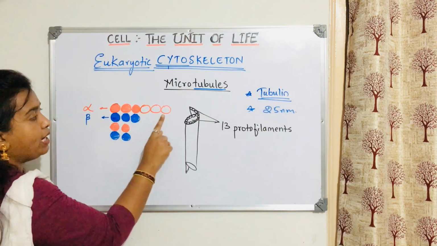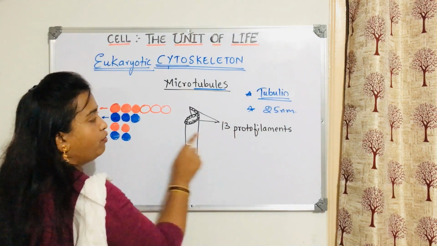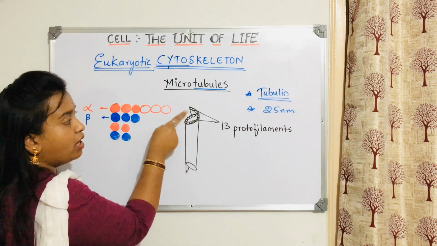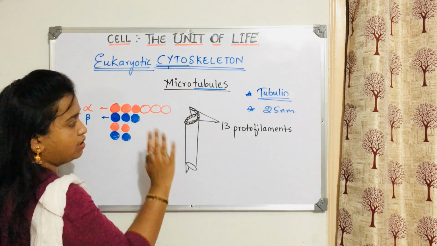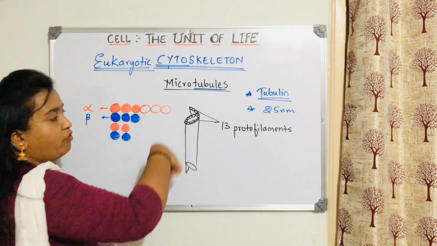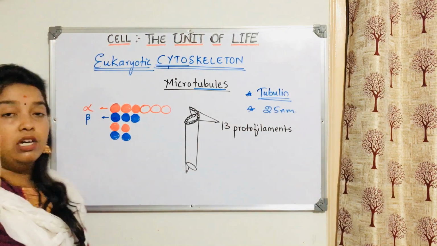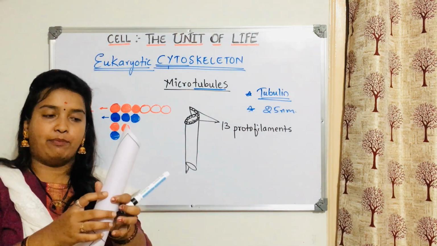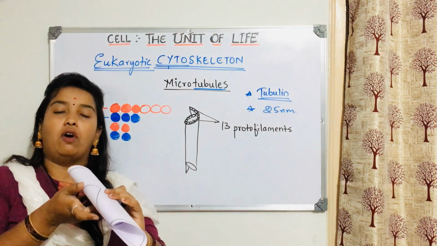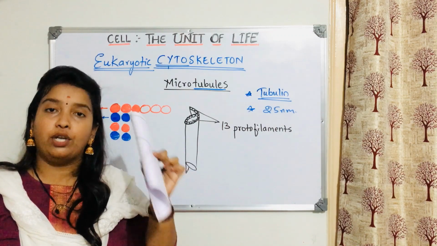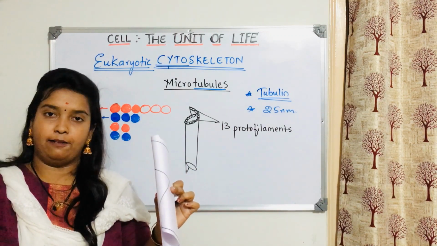So likewise, how many will you have? You will have 13 protofilaments. Are you able to see this? I have not shown all 13 here, it is extra here. But just remember, it is made up of 13 protofilaments. So 13 protofilaments ultimately make what? They make this type of structure, and this is called the microtubule, which is a cytoskeleton.